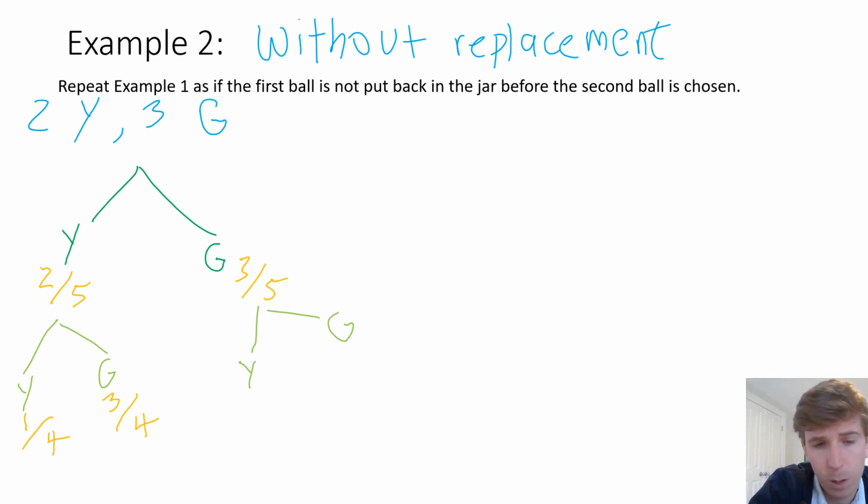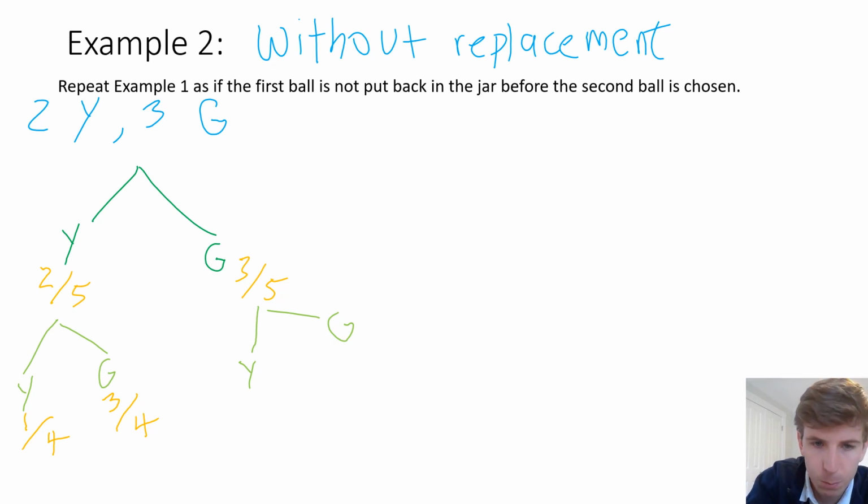Something to always look out for in these tree diagrams: every break in the branch, those probabilities should be the total sample space, so those should always add up to 1. So notice we have this 2/5 plus 3/5, that's 1, and the 1/4 plus 3/4 is also 1.